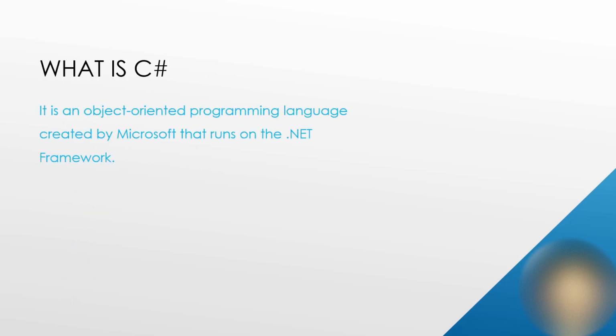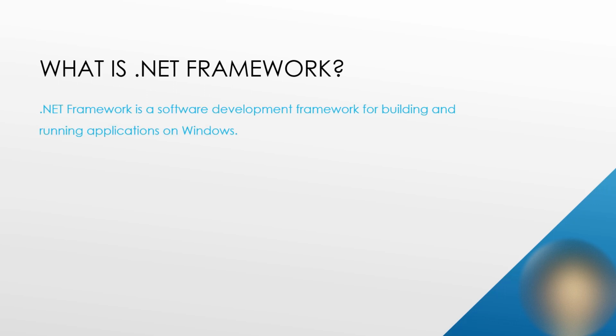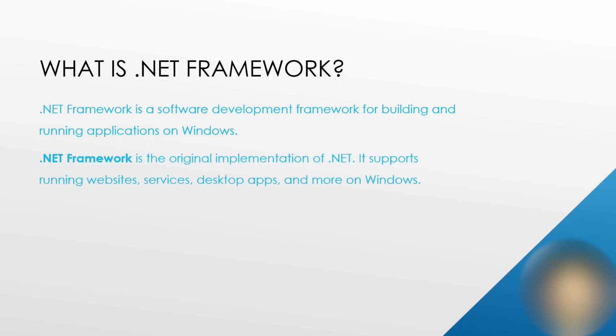C Sharp is an object-oriented programming language created by Microsoft that runs on the .NET framework. What is .NET framework? .NET framework is a software development framework for building and running applications on Windows. .NET framework is the original implementation of .NET. It supports running websites, services, desktop apps, and more on Windows.